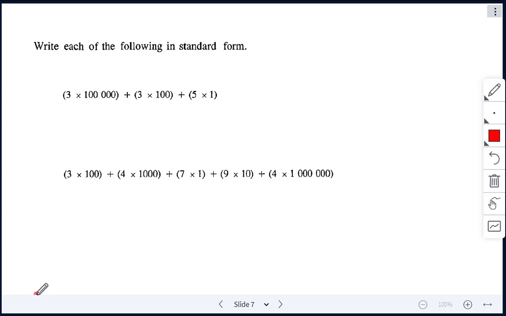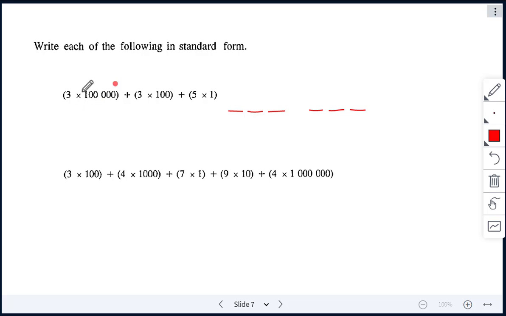All right, so in these two examples here, the question's already given it to us in expanded form, and we have to put it into standard form. So if we look here, we have 100,000, 100, and ones place. When I work on these kinds of questions, I just draw out these little dashed lines to represent all the place values. I know my highest is 100,000, so my 100,000 would go here. All right, and now I just have to fill it in.